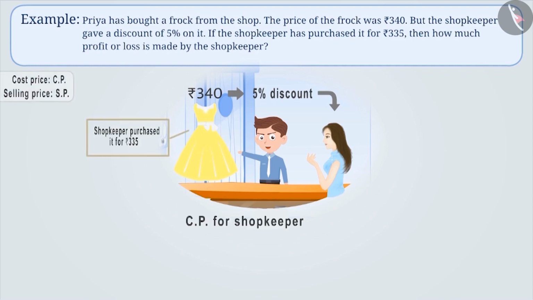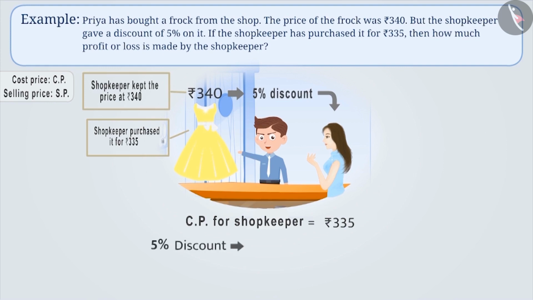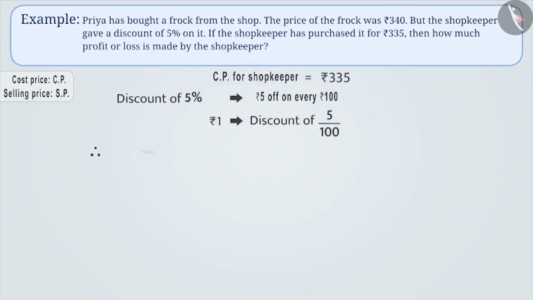The cost price for the shopkeeper is rupees 335. He kept the selling price of the frock as rupees 340, but while selling it to Priya, he gave a discount of 5% on it. Here, 5% discount means rupees 5 off on every 100. That means discount of 5 by 100 on rupee 1. So on rupees 340 into 5 by 100 is equal to rupees 17 discount will be given.